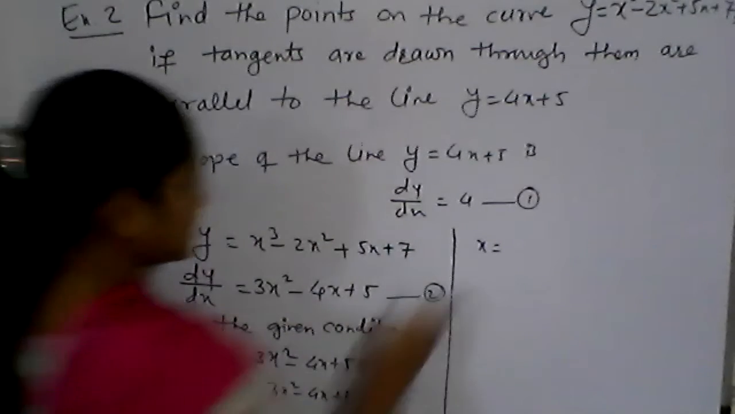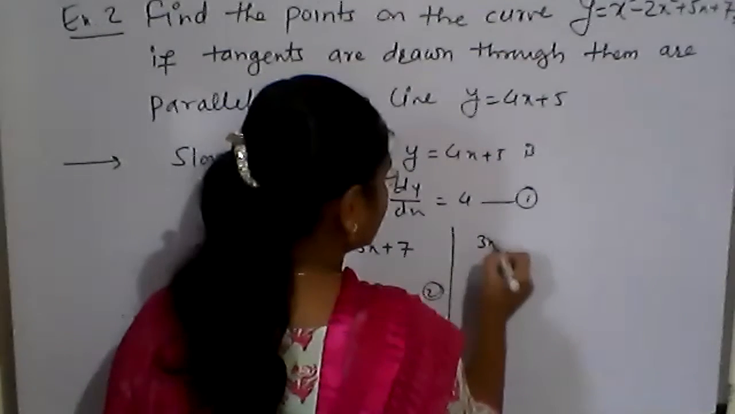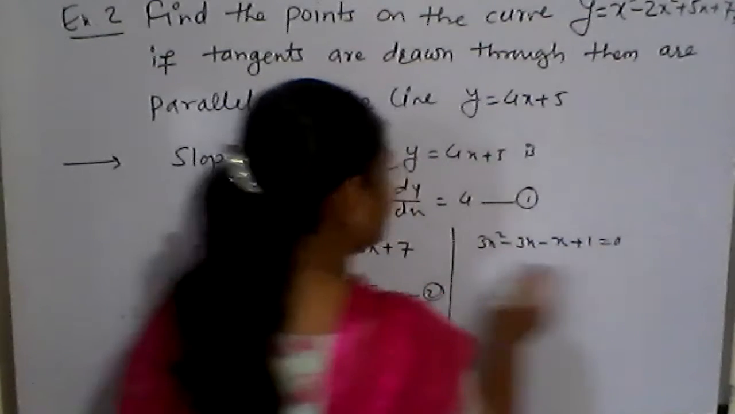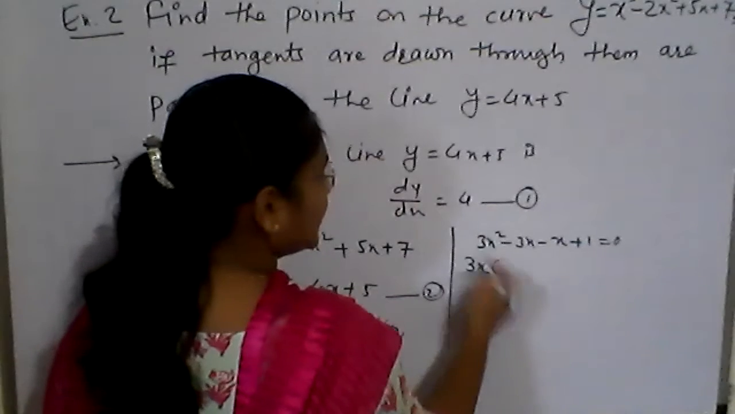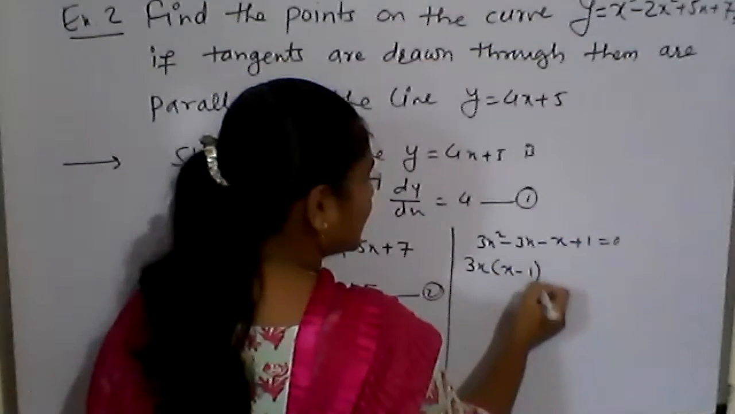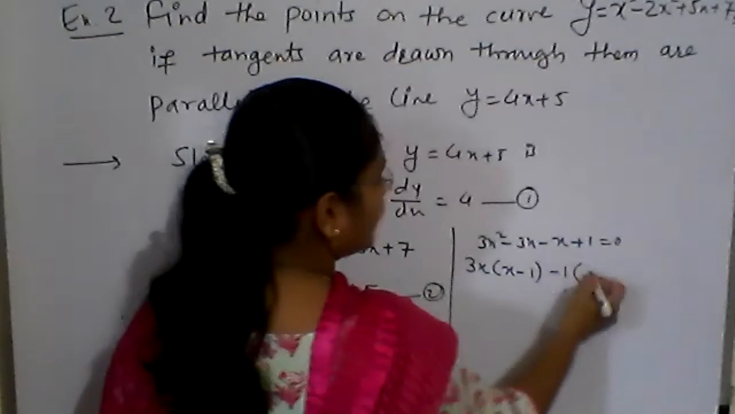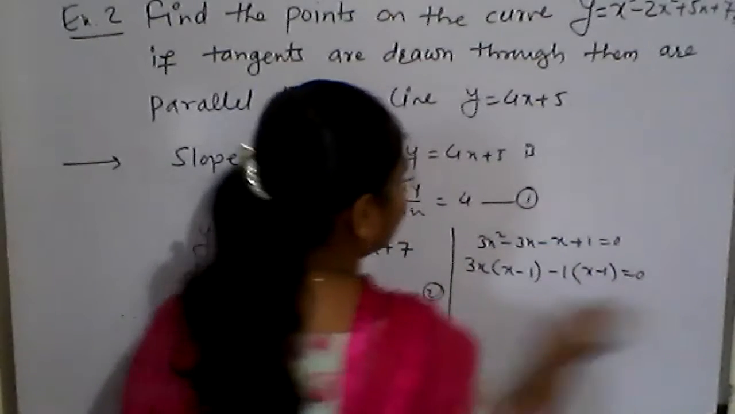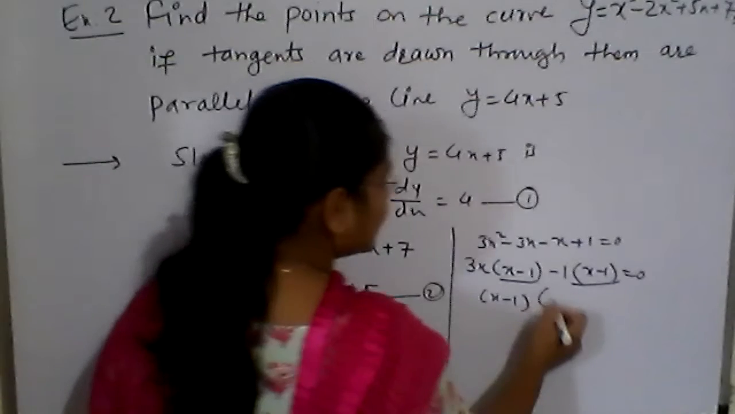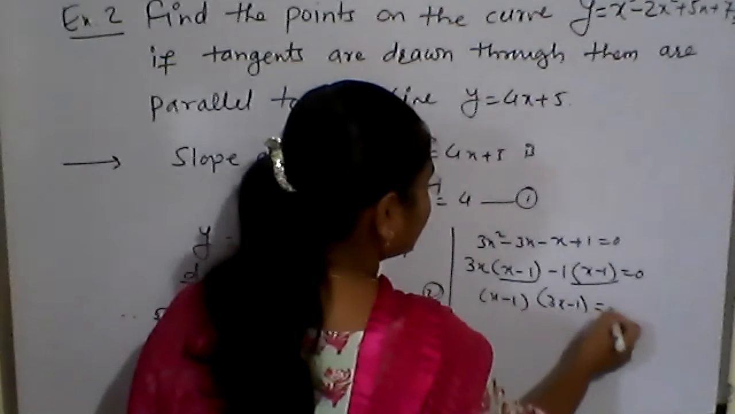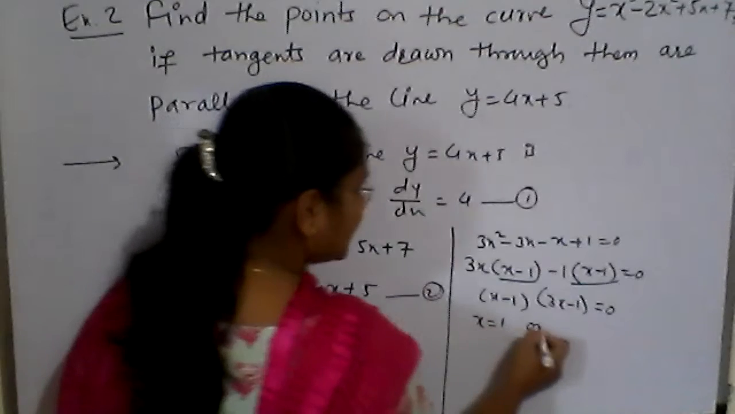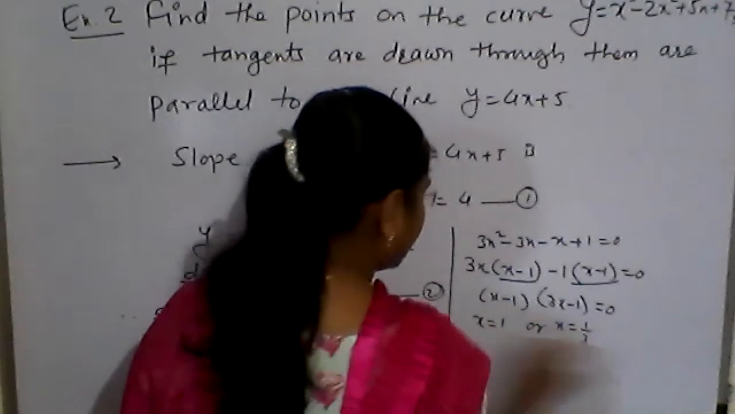So in this equation, what do we get? 3x square minus 3x minus x plus 1 equal to 0. So 3x we can take common, and 1 we can take common. Same bracket x minus 1 will be there. The common bracket is x minus 1 and the remaining terms 3x minus 1 equals to 0. So we are having x equals to 1 or x equals to 1 by 3.